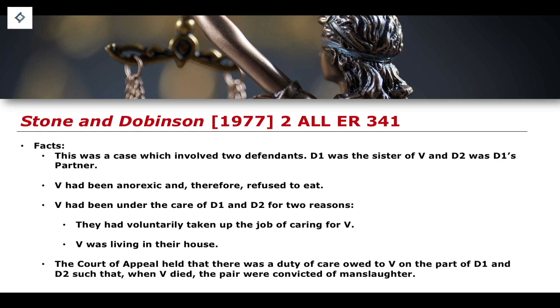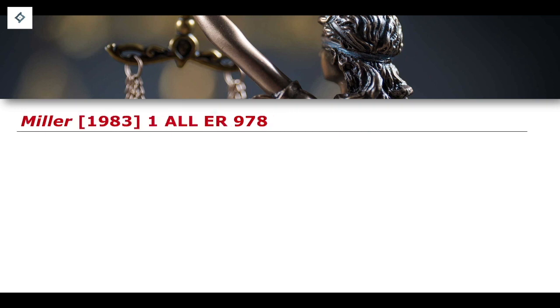The Court of Appeal held that there was therefore a duty of care owed to the victim on the parts of D1 and D2, such that when the victim died, the pair were convicted of manslaughter. So there was a legal duty to act in a particular way, to ensure that the victim did not die of anorexia, and this was breached as a result of their failure to act in that way, and that failure caused the victim to eventually die from their condition. And so you can see here that criminal liability does arise in the case of a failure to perform a certain action, therefore the failure to do something, an omission.